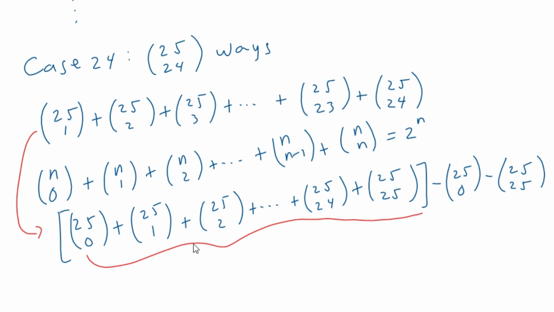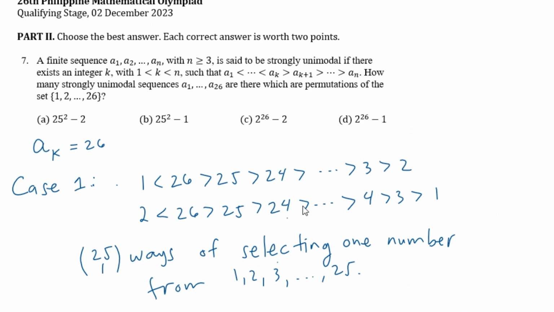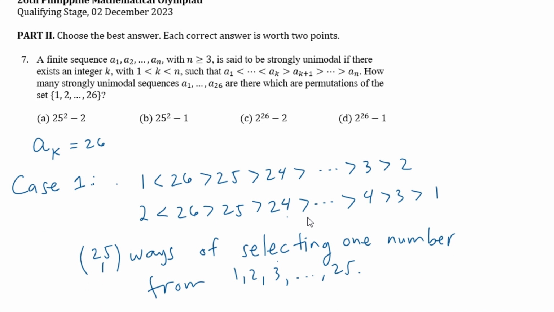2 raised to 25 minus, take note, 25 choose 0 is just 1. Similarly, 25 choose 25 is also 1. So we have 2 raised to 25 minus 1 minus 1, which is equal to 2 raised to 25 minus 2. So this is now the simplified answer. So the correct answer in this item is answer choice A.